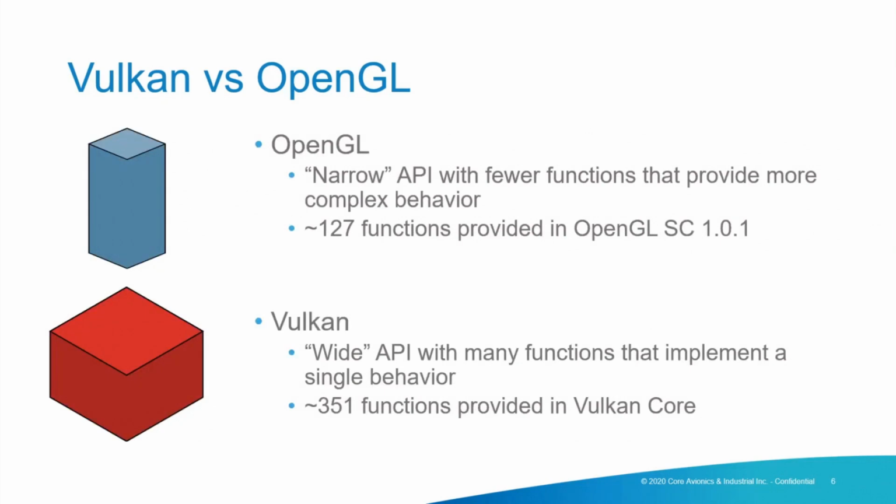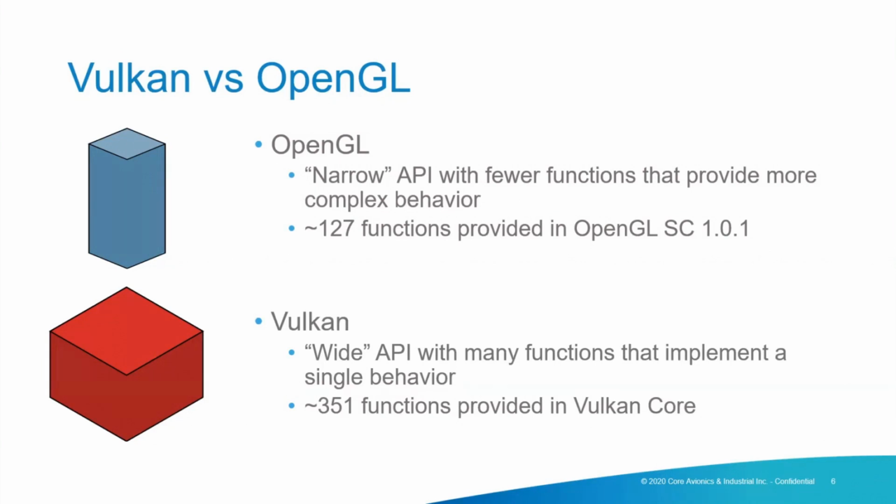So to further elaborate on the differences between Vulkan and OpenGL, the API of OpenGL, you may have heard of it referred to as a narrow API. So what this means is that it has fewer functions that provide more complex behavior. So if you think of the width and length of the API as being how many functions it has, and the height being how complex those functions are, OpenGL functions are much more complicated, so they're a lot deeper, but the amount of functions that it provides are much smaller.